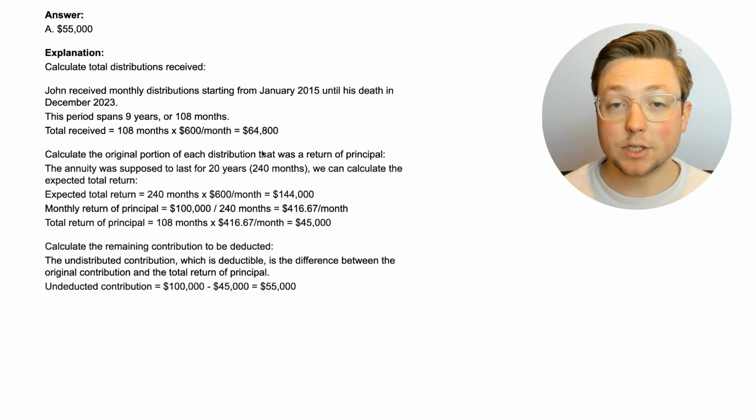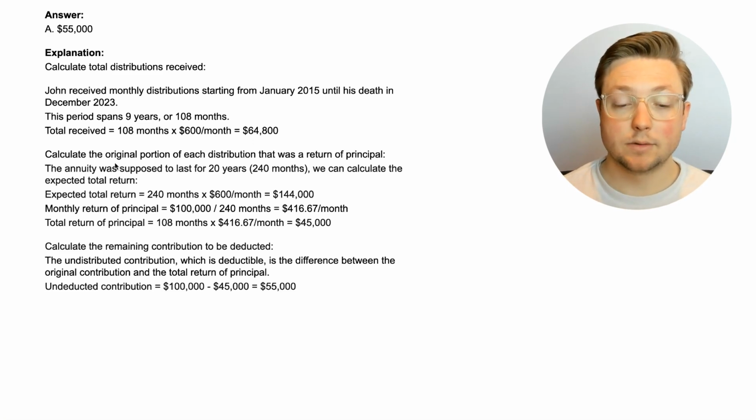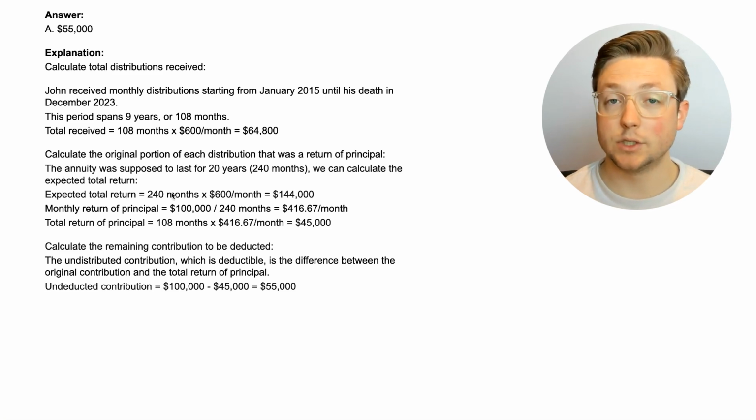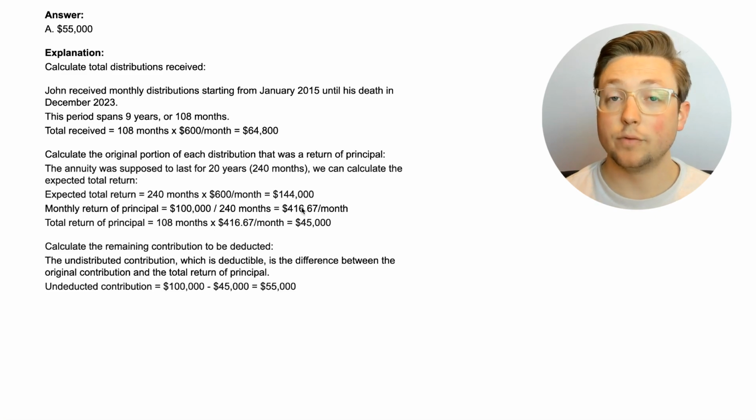Now we need to figure out how much of this amount was actually a return of capital. So we calculate the original portion, which is taking the total expected return, which is 240 months times $600 a month, equaling $144,000. So that was the expected return over the 20 years. But the monthly return of principal is the original amount he put in divided by the 240 months, giving you $416.67 per month, being a return of capital. So the return of principal or capital is 108 months times that return of principal each month, equaling $45,000.